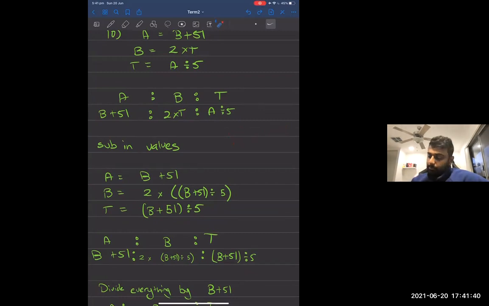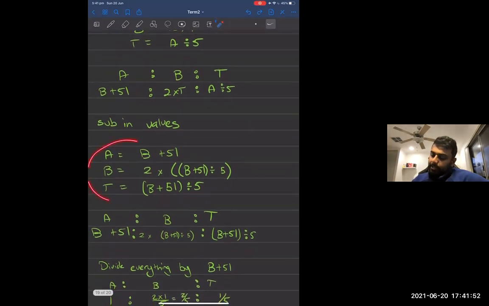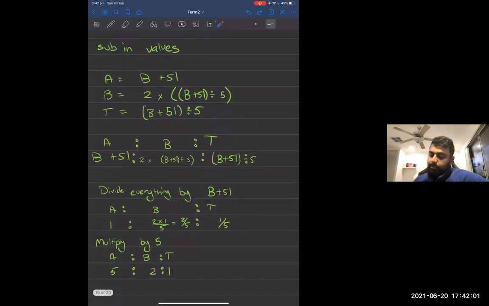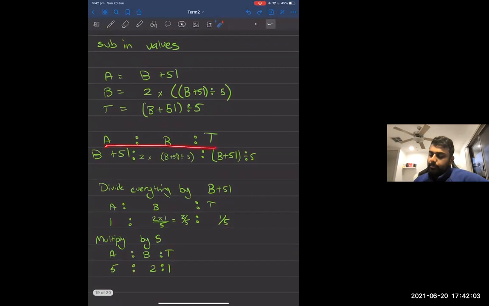I'll give you a good example. Good question. 8 over 2 is the same as 8 divided by 2, which is 4. Okay. So does everyone understand this part here when you sub in the values? Yep. Okay, good. Now you rewrite the ratio. So now we have A is B plus 51, B is 2 times B plus 51 divided by 5, and T is B plus 51 divided by 5. Does everyone understand?